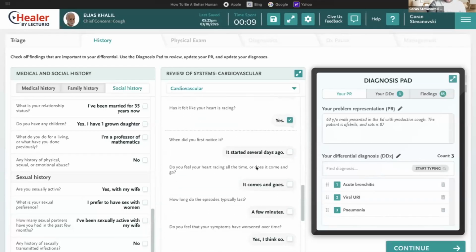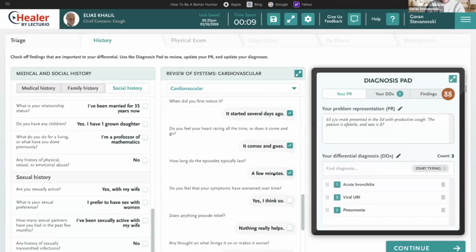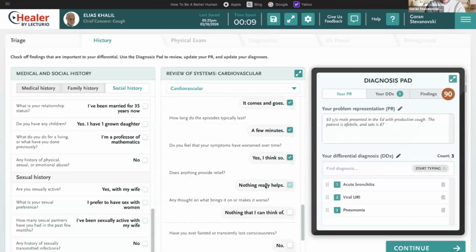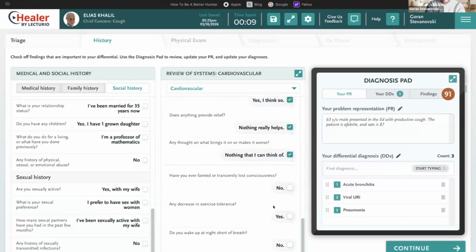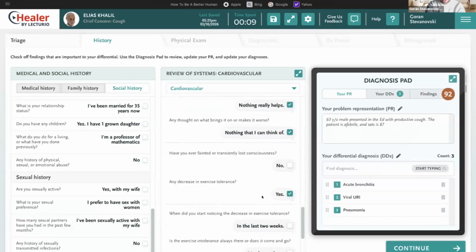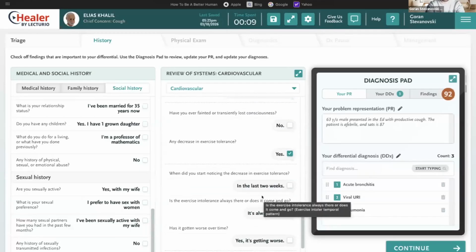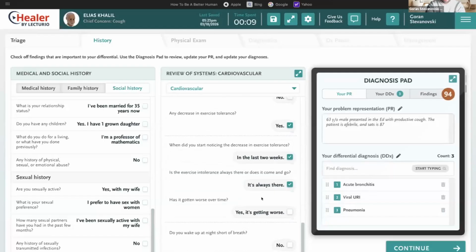He also feels like his heart is racing, which we also noticed in the physical within triage. We have a physical exam after this, more thorough. It comes and goes, and nothing really helps with that. He also has decreased exercise tolerance, as we saw within his medical and social history. The decrease started 2 weeks ago, but the exercise intolerance has always been there, and it's been getting worse over time. And he doesn't wake up at night with shortness of breath, which is also important.